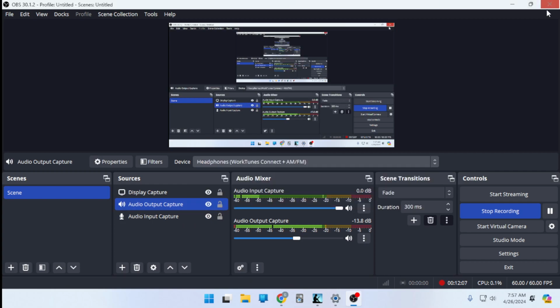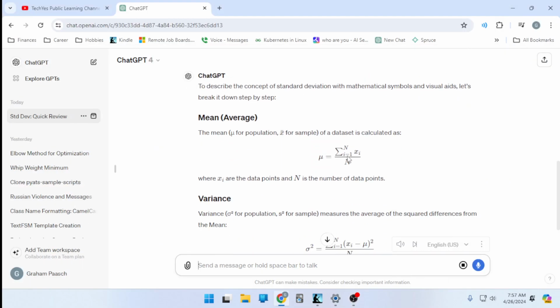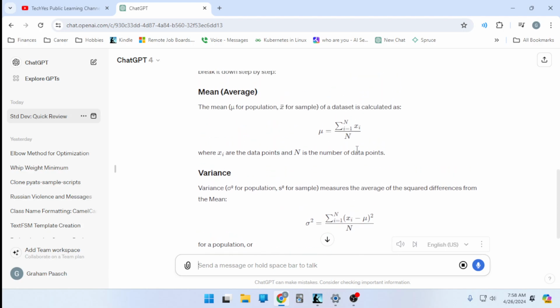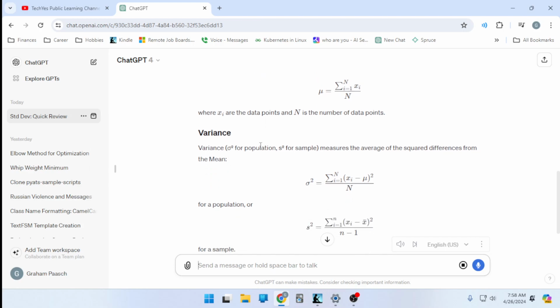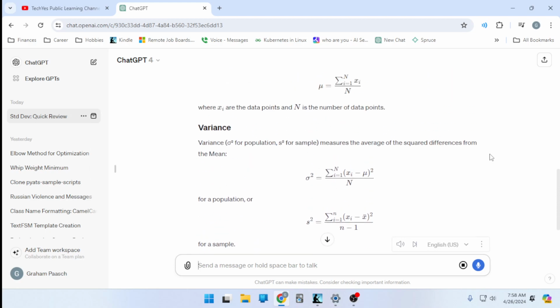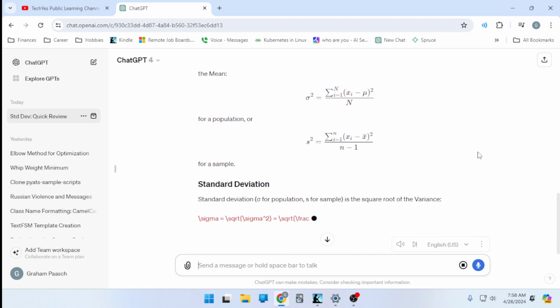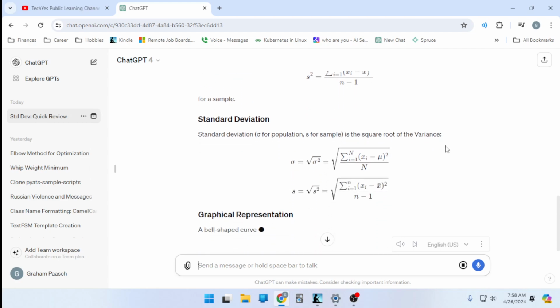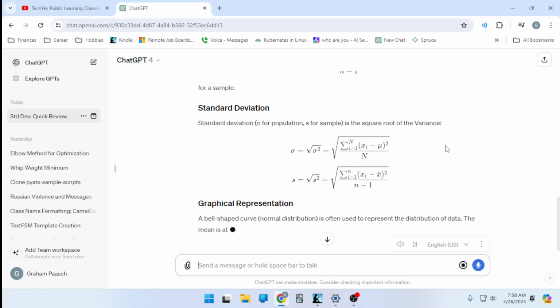The mean, mu, equals one over n times the summation from i equals 1 to n of x sub i, where x sub i are the data points and n is the number of data points. Variance, sigma squared for population, s squared for sample, measures the average of the squared differences from the mean. Sigma squared equals one over n times the summation from i equals 1 to n of x sub i minus mu, squared, for population, where s squared equals one over n minus 1 times the summation from i equals 1 to n of x sub i minus x bar, squared, for sample.